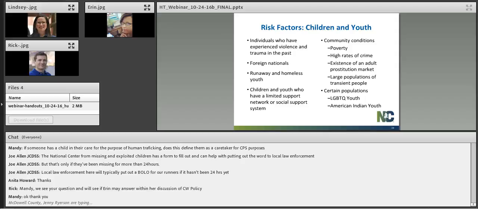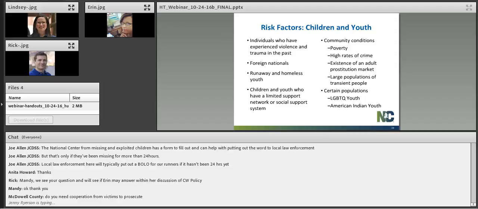In terms of community conditions, actually, I'm going to talk a little bit about certain populations, because I've already talked a little bit about how poverty and that sort of stuff has factored in. But I do want to note that the existence of an adult prostitution market does factor into the risks for children and youth.